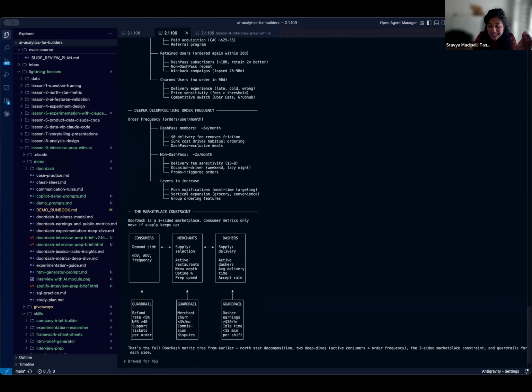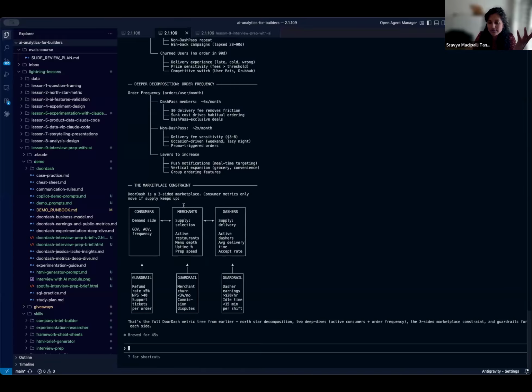This is really powerful. If we knew all this information and went with this depth of information to an interview, I think the chances of winning, or actually clearing the interview, are pretty high.